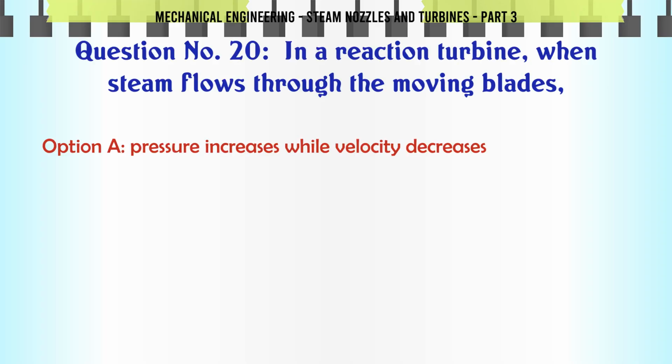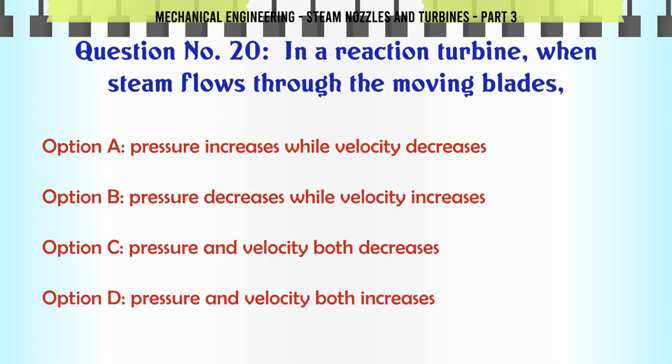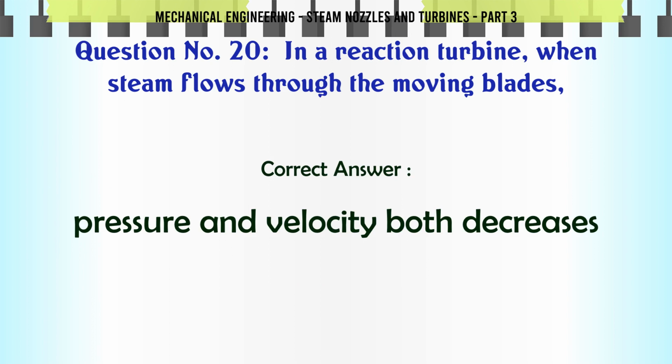In a reaction turbine, when steam flows through the moving blades: A. Pressure increases while velocity decreases, B. Pressure decreases while velocity increases, C. Pressure and velocity both decrease, D. Pressure and velocity both increase. The correct answer is pressure and velocity both decrease.